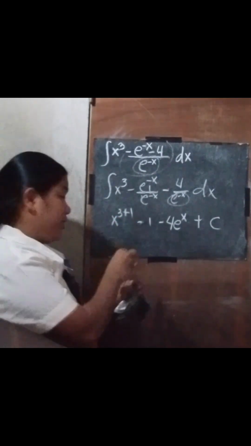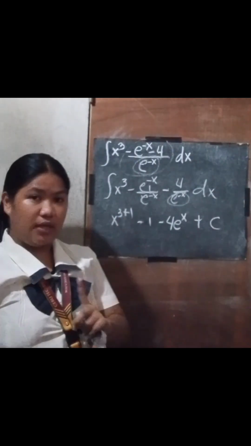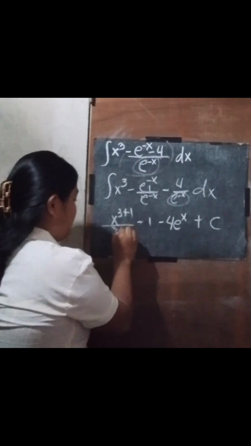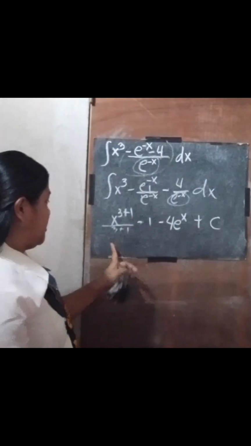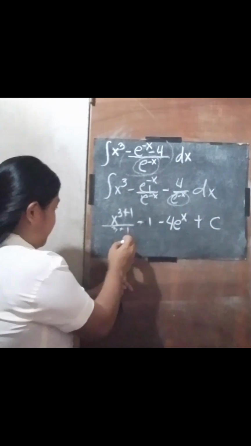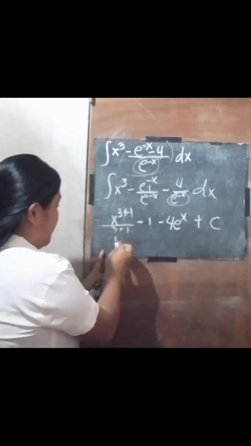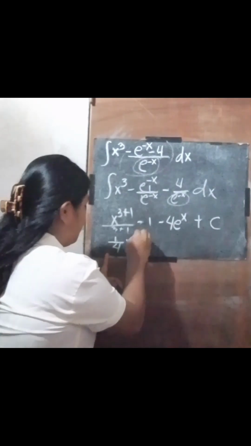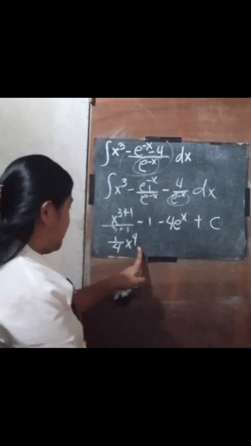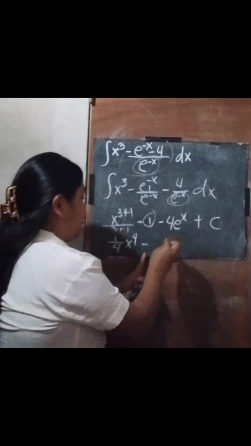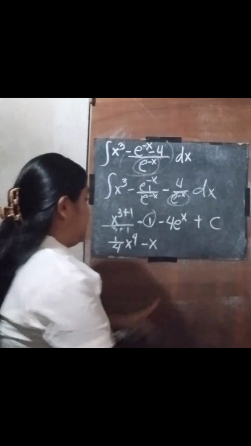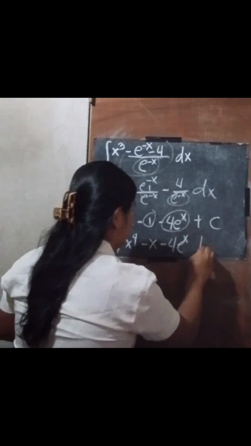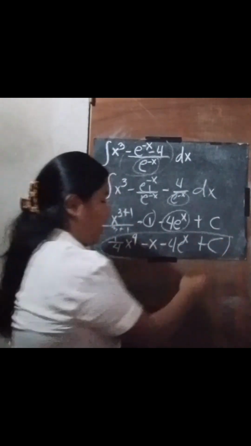So, 3 plus 1 is equals to 4. So, ibutan mo na nato siya sa denominator. So, mahimo na siya inani. So, mahimo na lang ni siya 1 over 4, then x raised to 4. Next, minus ang kaning 1 ato ra na ilisan og x. Then, copy na lang ni nato ang 4 e raised to x, then the plus c. So that's the final answer.